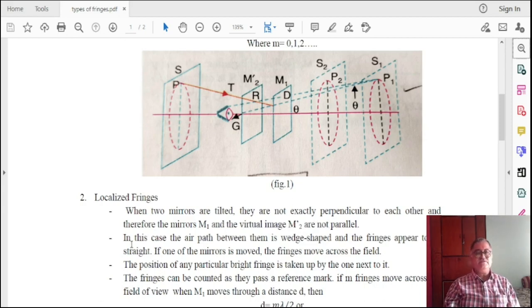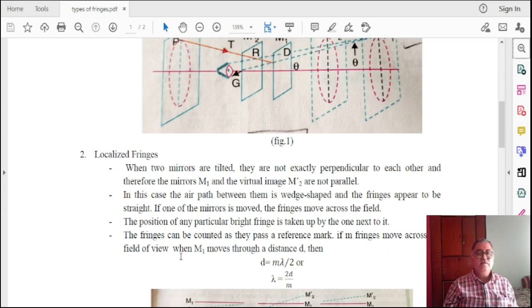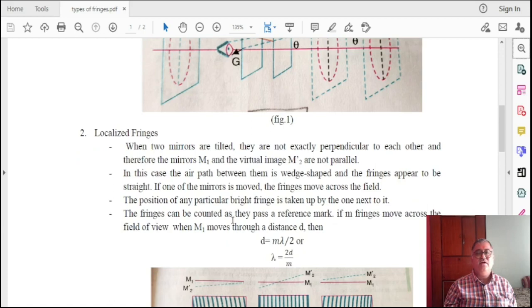Then what happens in this case? The air path between them is wedge shaped, and already we have discussed wedge shaped films, and the fringes appear to be straight. If one of the mirrors is moved, the fringes move across the field. Then the position of any particular bright fringe is taken up by the one next to it. Then the fringes can be counted as they pass a reference mark.